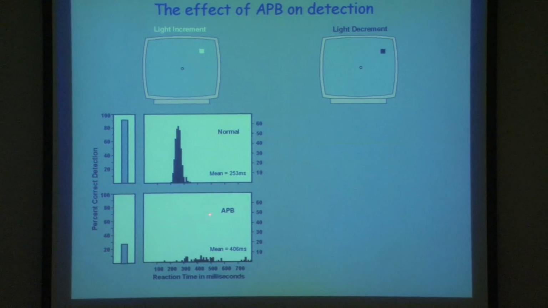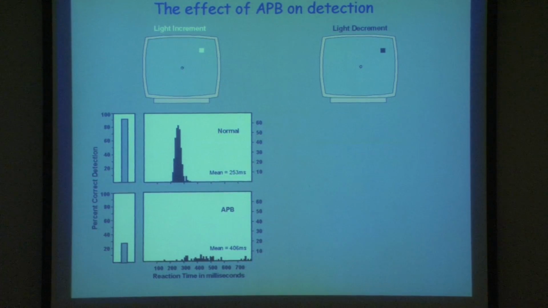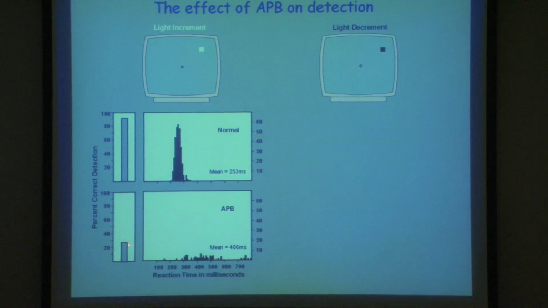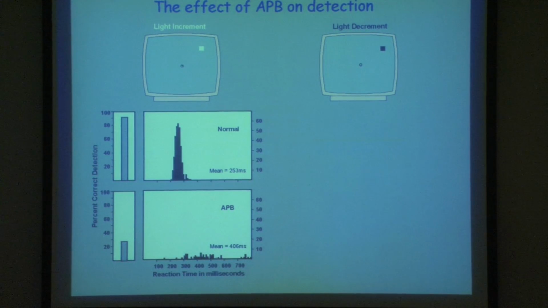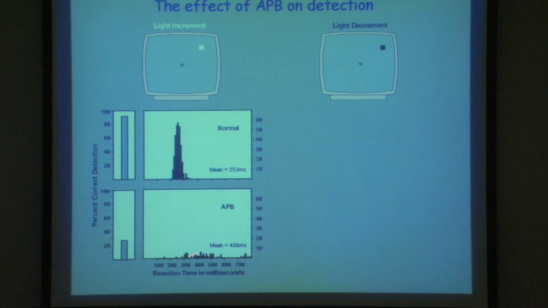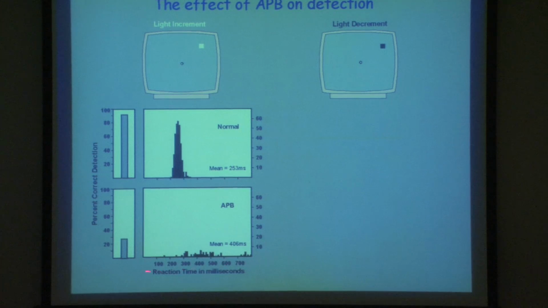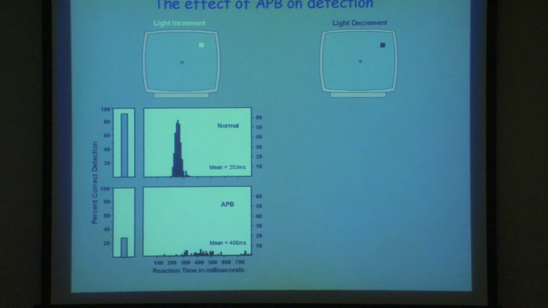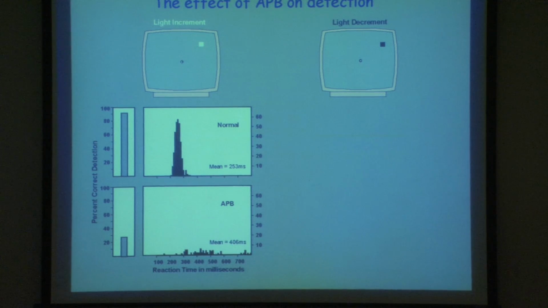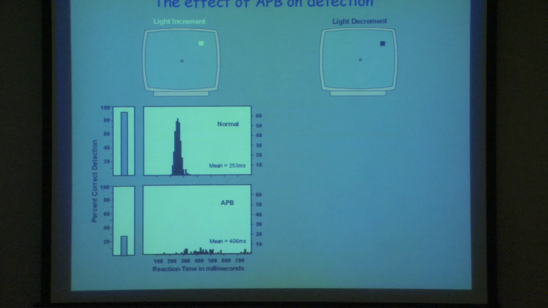Then when you apply APB to the eye, the monkey's performance drops dramatically. He is just a little bit above probability, and his latencies are very, very long, 406 milliseconds. So in other words, the monkey can barely perceive a light incremental stimulus by virtue of having blocked the on channel in the retina by APB.